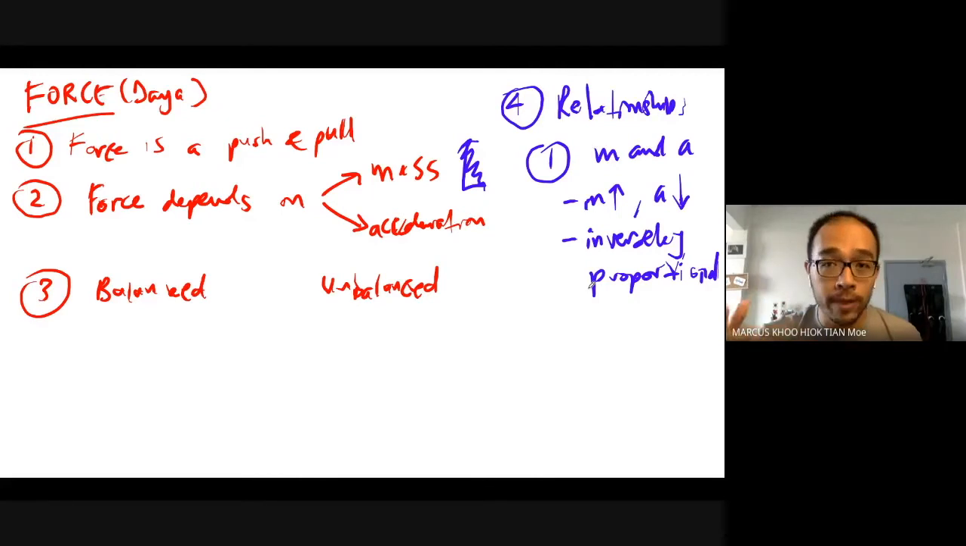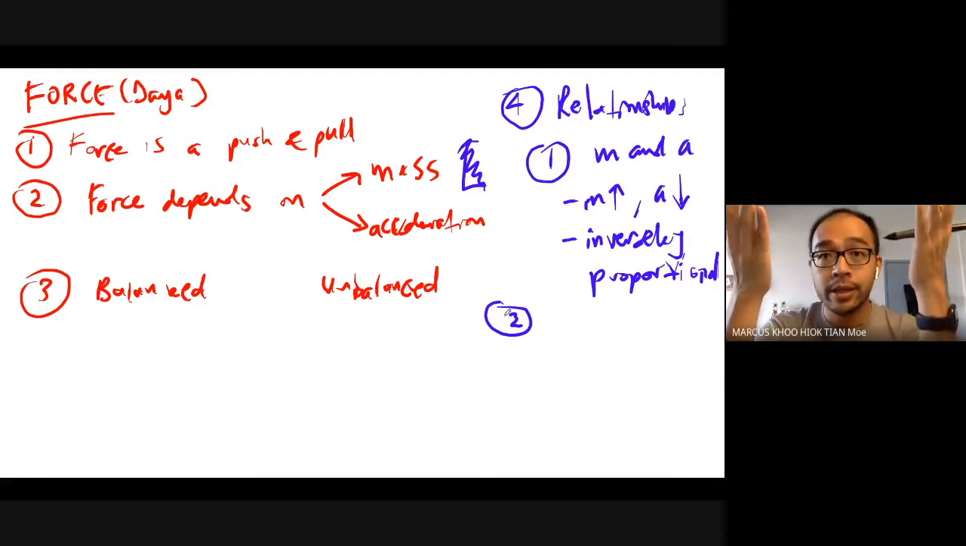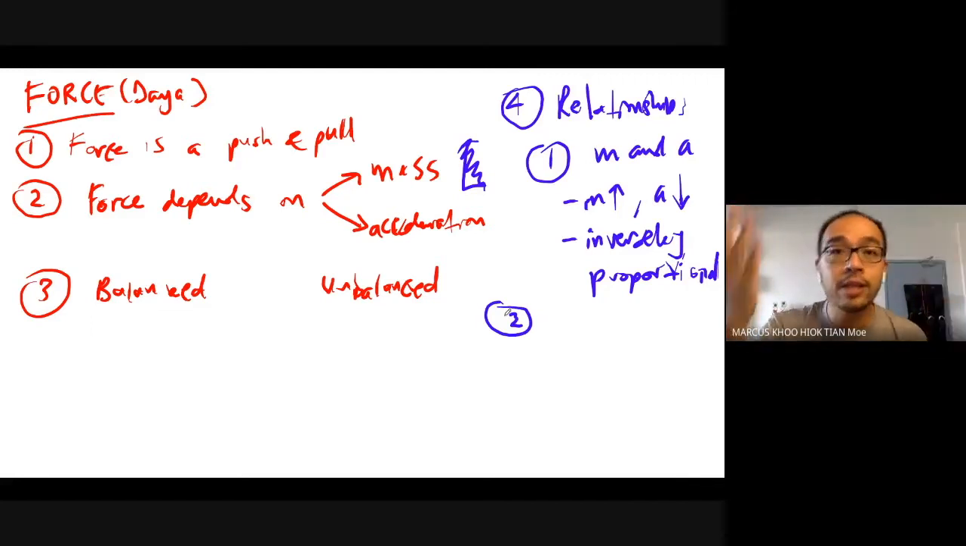What is the opposite of inversely proportional? Anybody knows? What is the opposite of inversely proportional? Directly. Very good. Directly proportional. Directly proportional means when one goes up, the other one also goes up together. Inversely proportional, one goes up, the other one goes down. Which in this case, when you increase the mass, your acceleration will decrease.